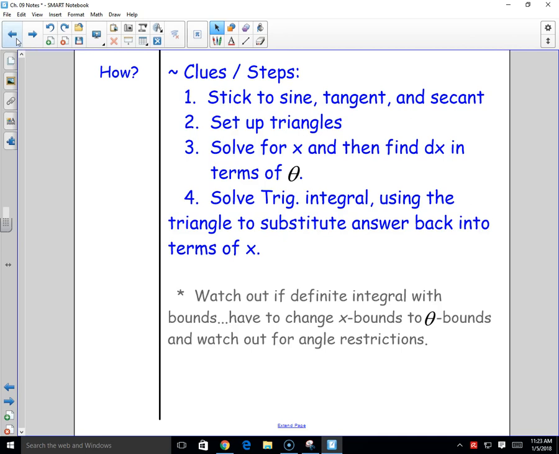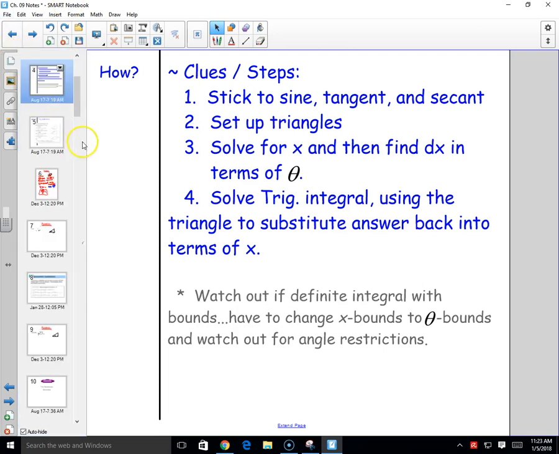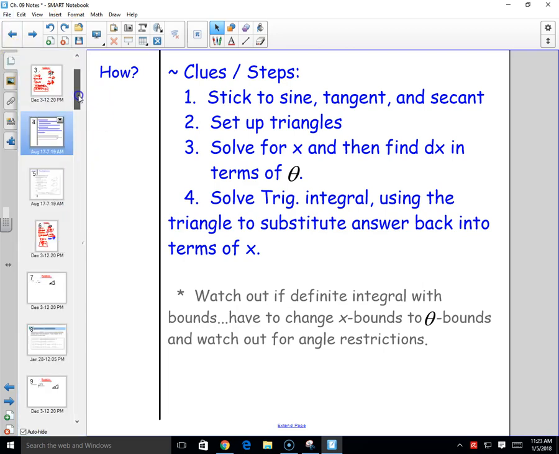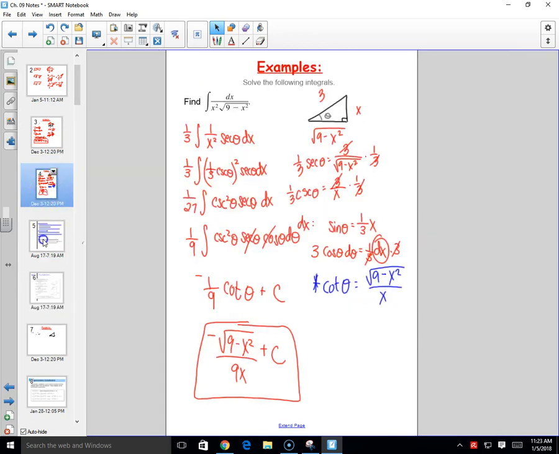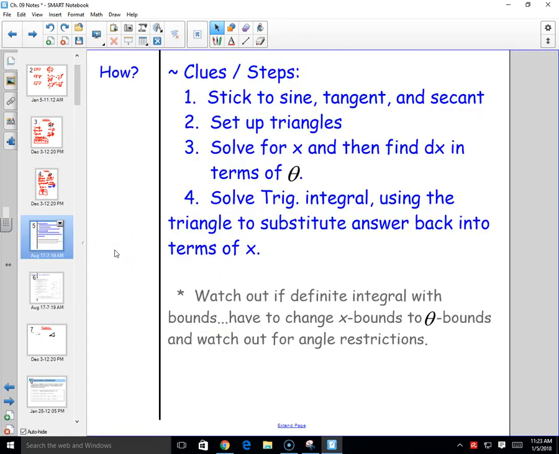Let's start here real quick. There are 2 pages that we skipped. One of them is just a general how, and just to make it nice and easy, if possible, sticking with sine and tangent and secant in how you're setting up the triangle is nicest. This one we did end up doing cosecant. It ended up working. Not saying that you can't, but the general rule is you do like to stick with sine, tangent, secant.